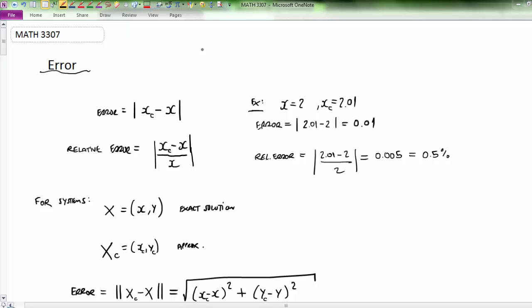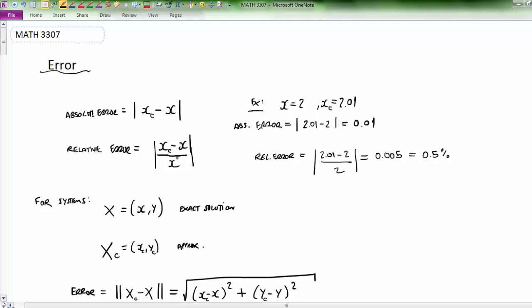Well, let's talk about error when we deal with matrices and system of equations and vectors. Now you recall that when we have just a simple number, a real number, then the error is defined as the absolute value of the approximate solution minus the exact solution. So for example, if the exact solution is 2 and the approximate solution is 2.01, then the error, in this case, this is actually absolute error. So the absolute error is 0.01.